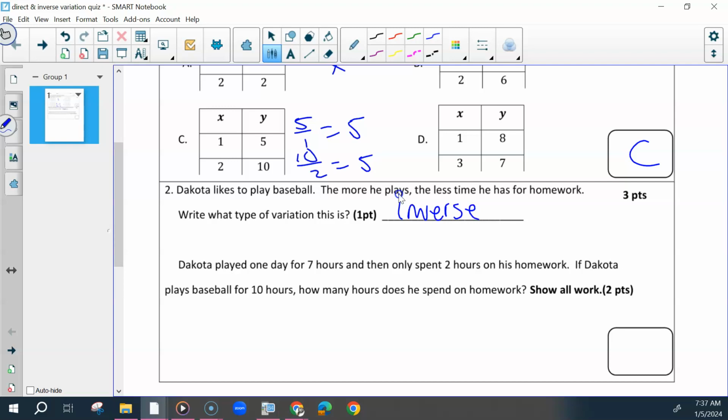Because one is going up and the other is going down. So anytime they are opposites, that is inverse. Unless it says the more he plays, that it wouldn't make sense in this case. But if it was more and more or less and less, that would be direct.